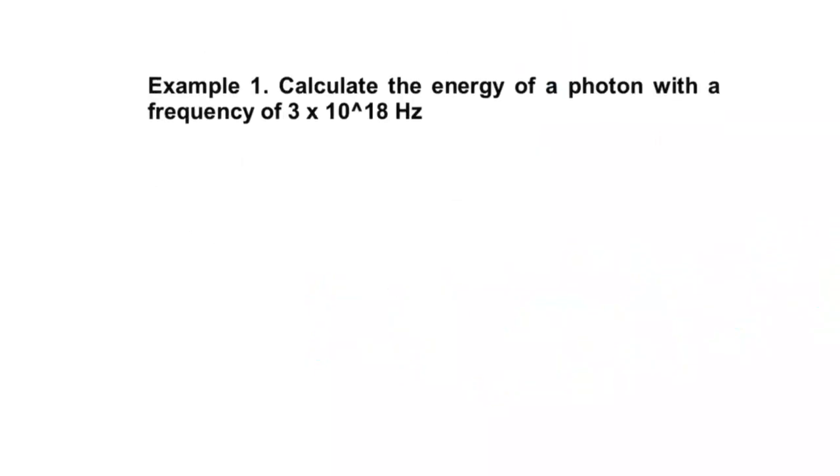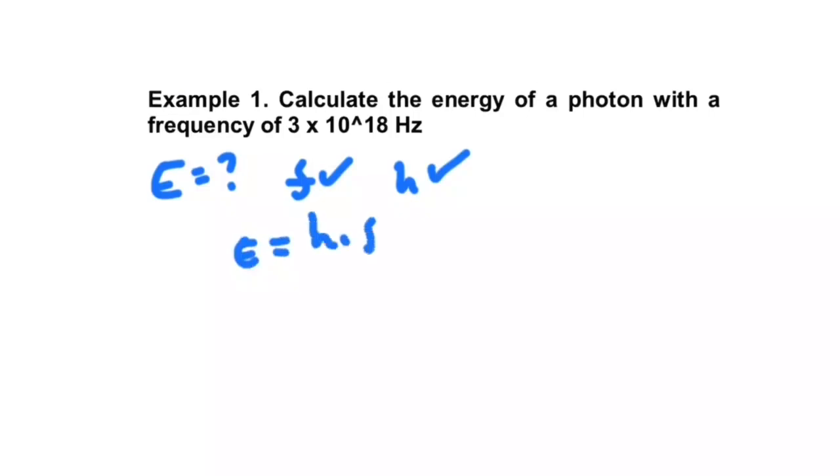So in example 1, calculate the energy of a photon with a frequency of 3 times 10 to the power 18 hertz. So we are interested in the energy. We have the frequency and we have Planck's constant. Even though this question says nothing about it, Planck's constant is indeed a constant, so we can use it to find our energy. So what are we going to do? We're going to say that the energy is equal to Planck's constant multiplied by the frequency.